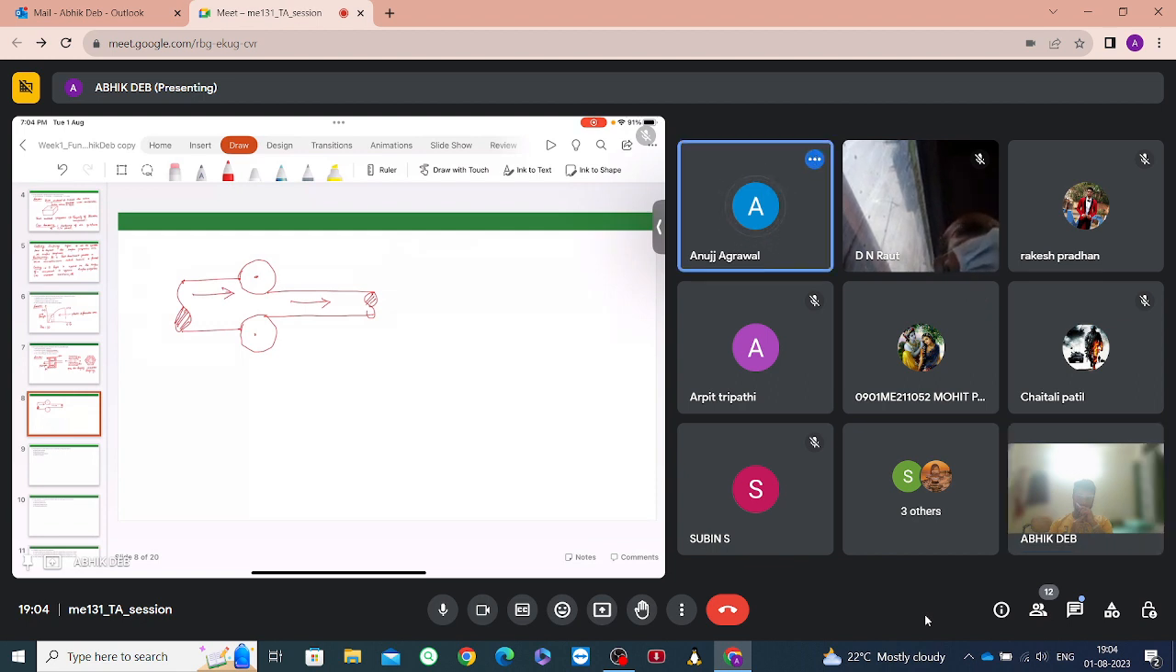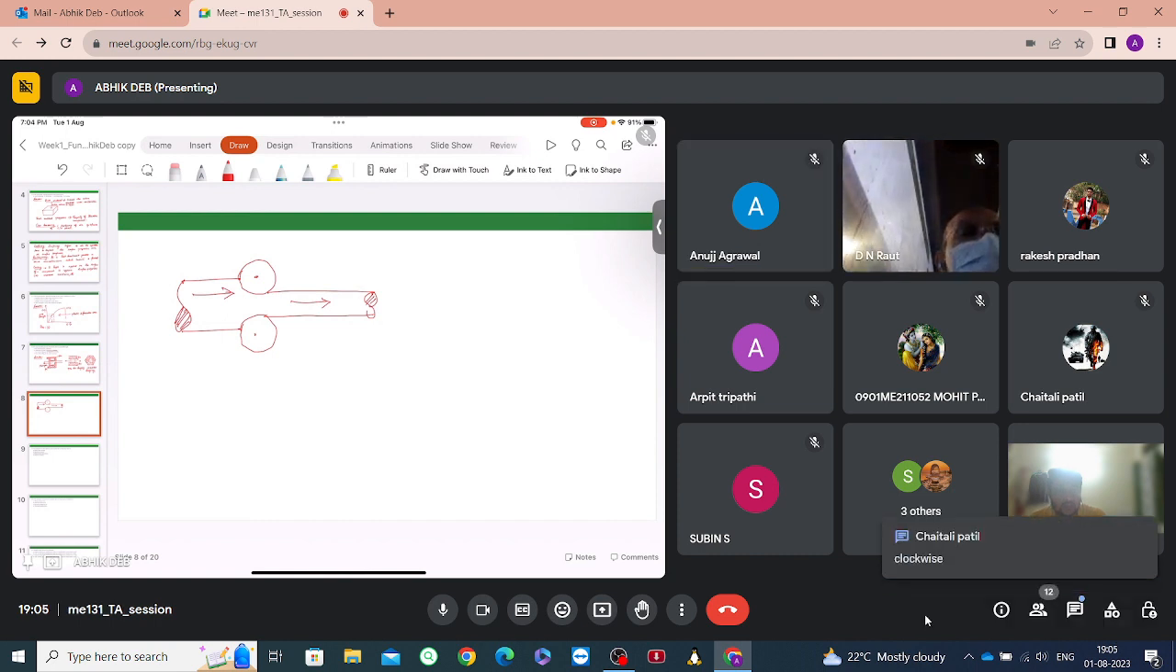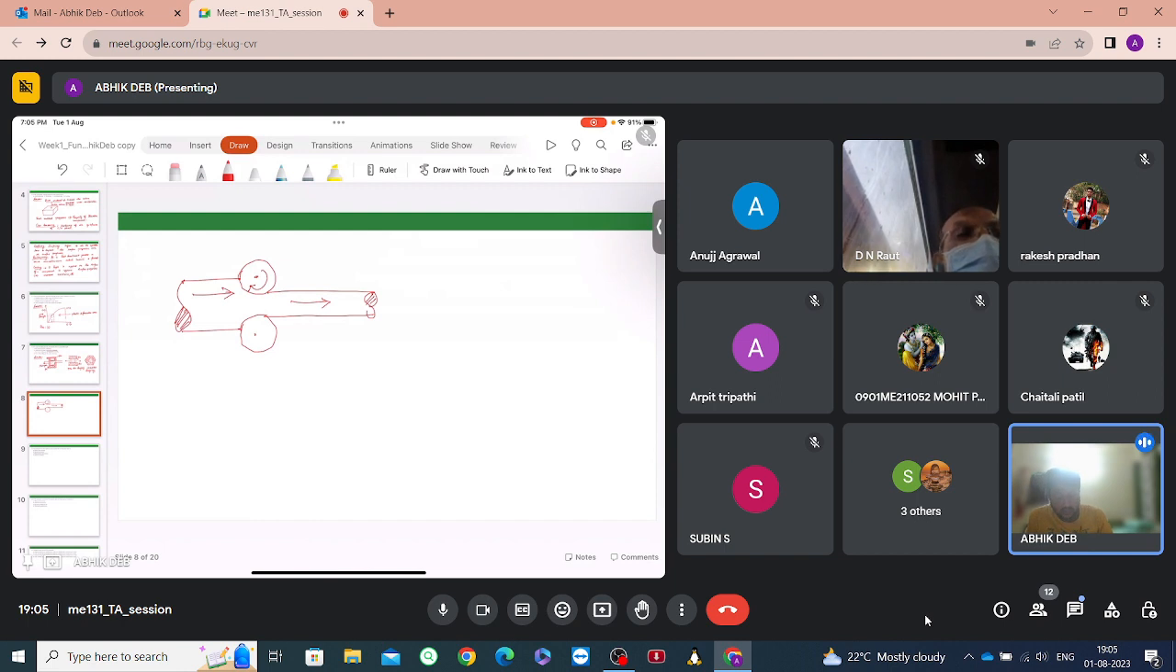Clockwise. Anti-clockwise. Okay. Clockwise or anti-clockwise? Anybody who is saying clockwise? Okay, so Chaitali has said that it will be clockwise. So if it is clockwise, what will be the direction of the bottom roll? Anti-clockwise. Okay, both will be in opposite directions.